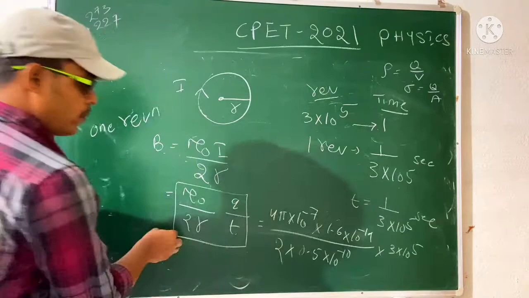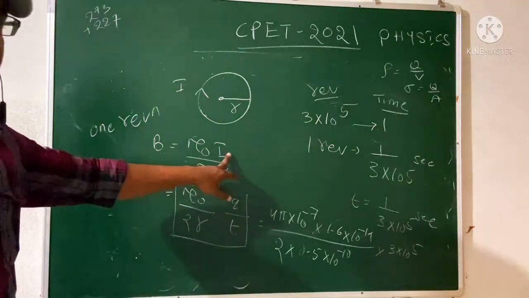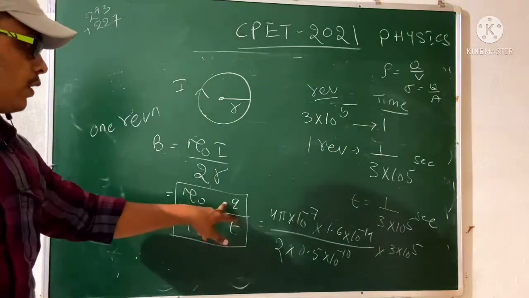Remember, this is the formula: mu 0 I by 2r, mu 0 I by 2r. Then what is I? Q by time.